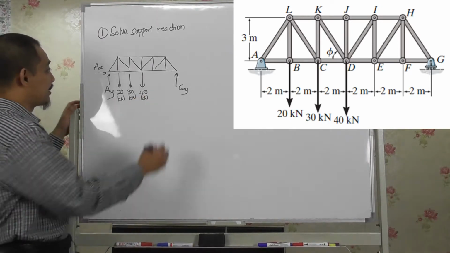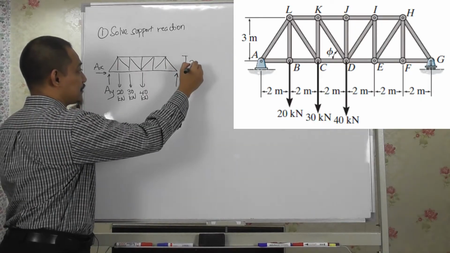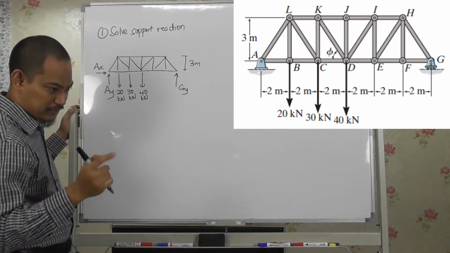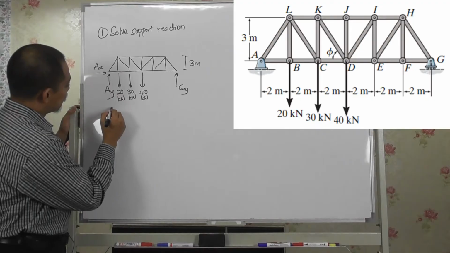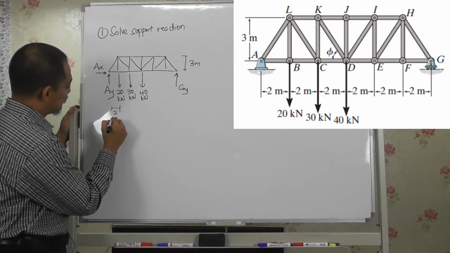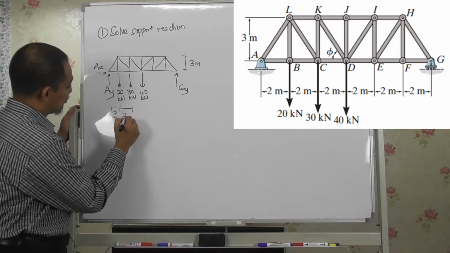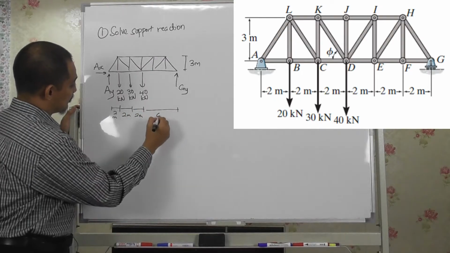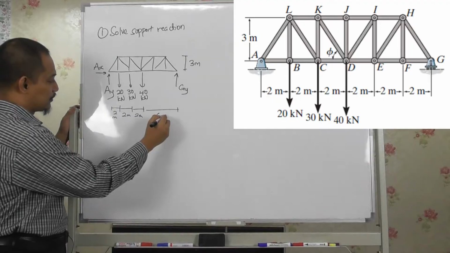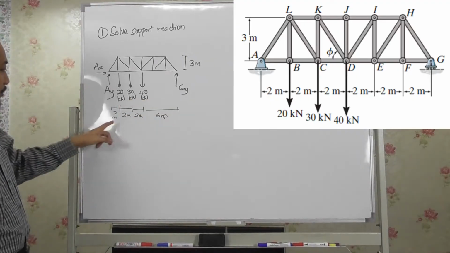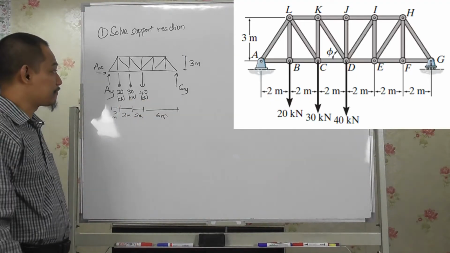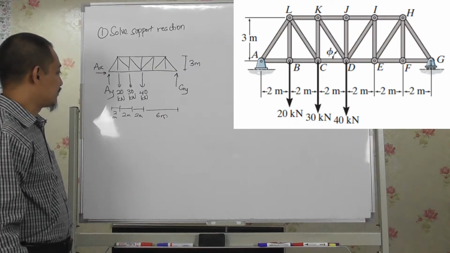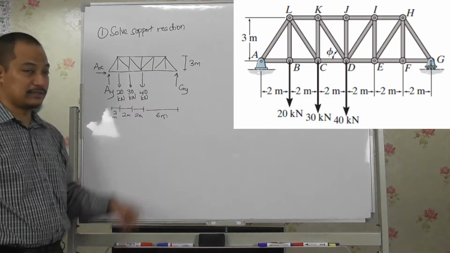What else? So you have the height is 3 meter. Each of this length is 2 meter, right? So this is 2 meter, this is 2 meter, this is 2 meter, and this is 6 meter, right? So there's nothing there, so I'll just combine it. So 2 meter, 2 meter, 2 meter, 6 meter there. And what you want to solve here is AX, AY, and GY.